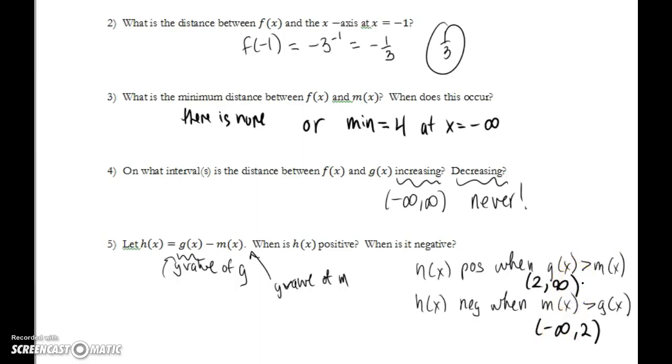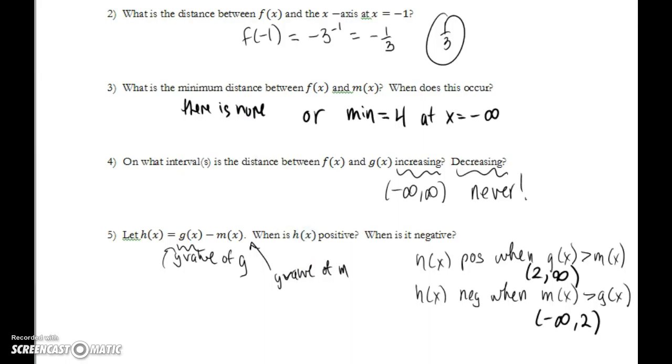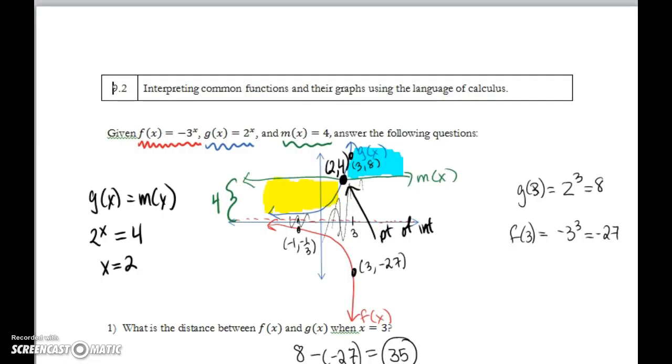So when you're looking for which one's bigger, you're really looking for which graph is higher. And when the first graph is higher than the second, then your difference is positive. And if it's vice versa, then the difference is negative. This is standard 9.2, interpreting common functions and their graphs.